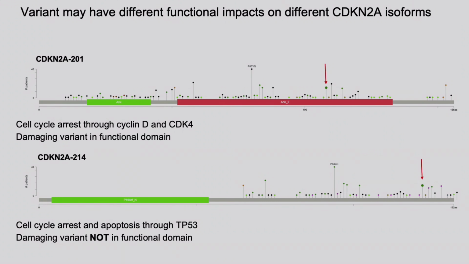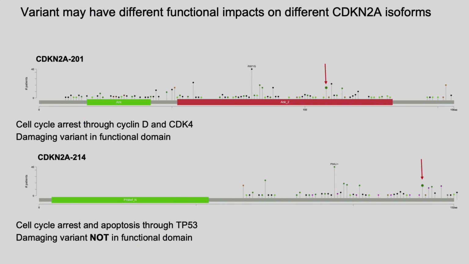So the red arrow on this plot is showing the position of our particular variant. And the variant is right in the middle of a functional domain on CDKN2A 201. And so, this is where the prediction of it being a damaging variant comes from. However, the variant impact prediction does not generally take into account secondary isoforms. So on the CDKN2A 214 isoform, it's right at the very tail end of this protein, and so may not actually be knocking out the function of the CDKN2A 214 isoform, which functions through that TP53 dependent pathway.